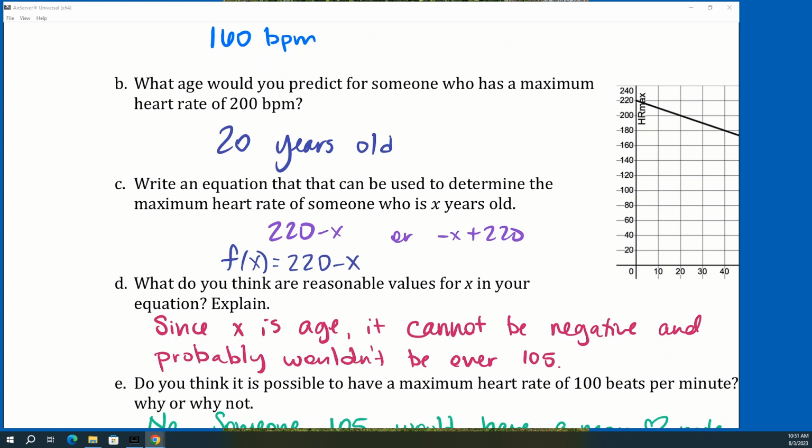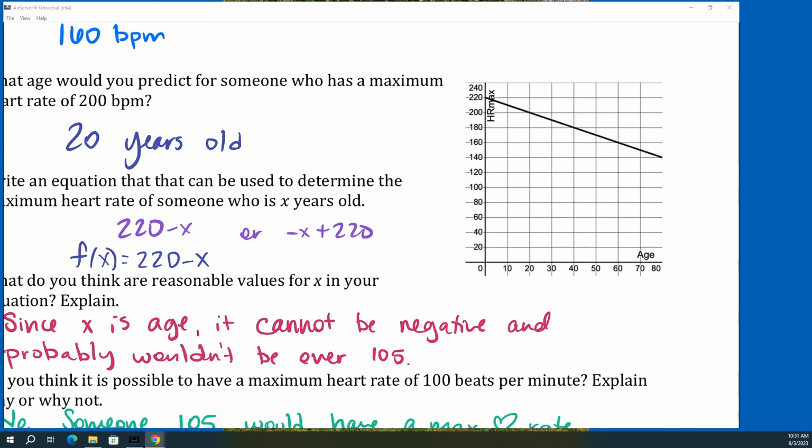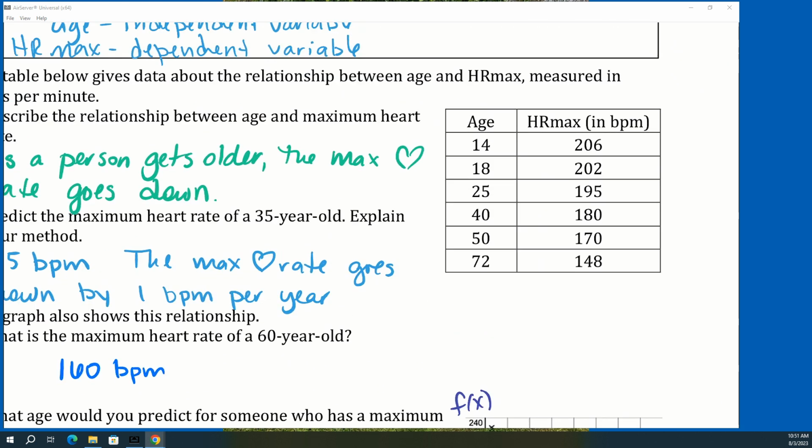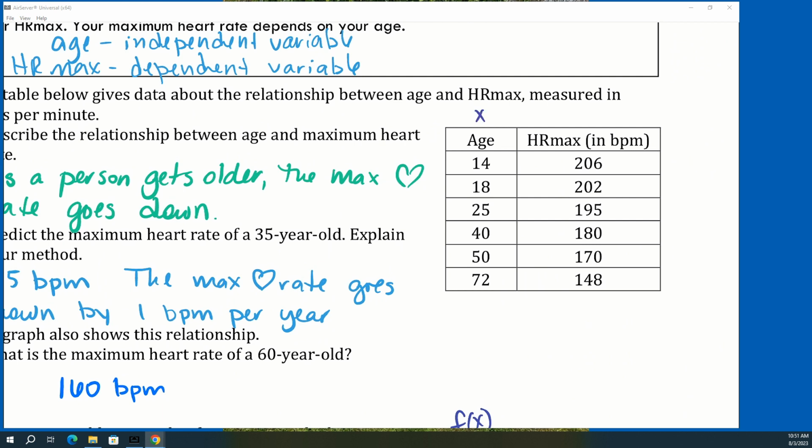Now, because I'm using x and f of x, I'm going to go back and do some labeling because I want everything to be what it's supposed to be. So I'm going to label the independent variable, or the horizontal axis, x, and, just kidding, I'm not using y, the vertical axis f of x. And then I'm going to go back up to the table and do the same thing. So I'm going to label the age x and the HR max f of x.